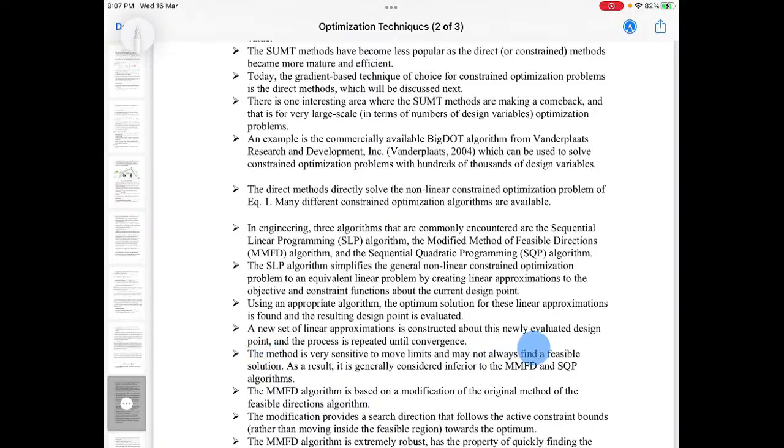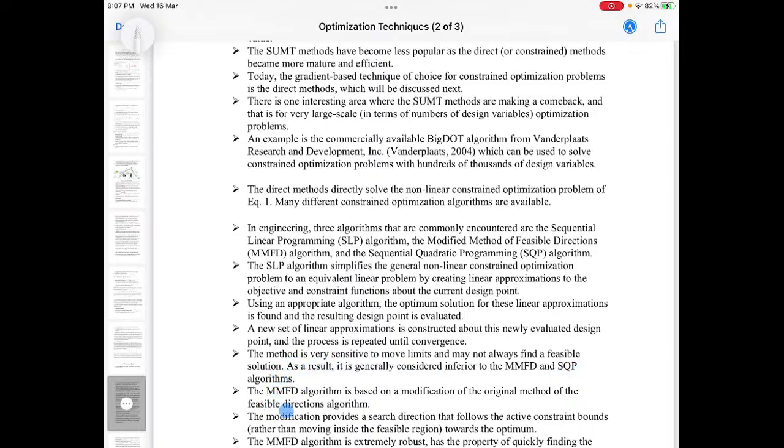So the newly evaluated design point is used to define a new set of linear approximations. The method is very sensitive to move limits and may not always find a feasible solution. As a result, it is generally considered inferior to the MMFD and the SQP algorithm. So comparing the SLP algorithm with MMFD and SQP, we may say that the result here is inferior to the MMFD and SQP algorithms.